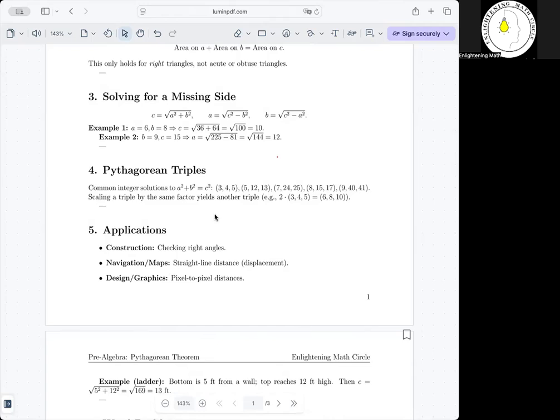When you scale a Pythagorean triple, it yields another triple. For example, we have triple 3, 4, 5. Multiply all numbers by 2, and we have triple 6, 8, 10. So these are just common Pythagorean situations, basically, where you see the numerical integers in the triangle and you put them into the formula and you find all the sides. These are the most common sides that we use.